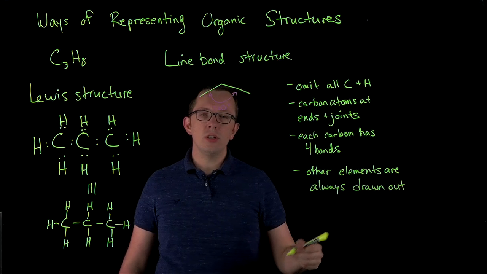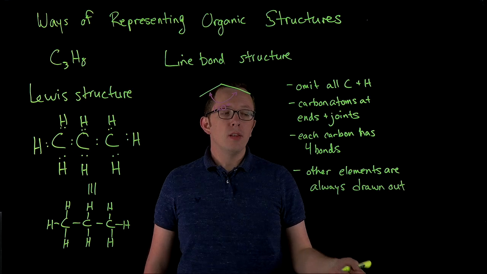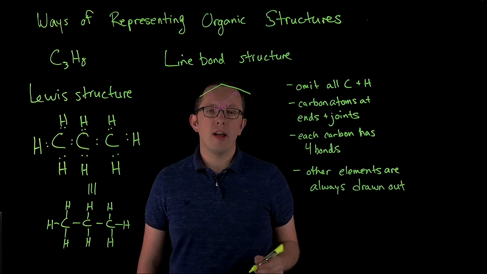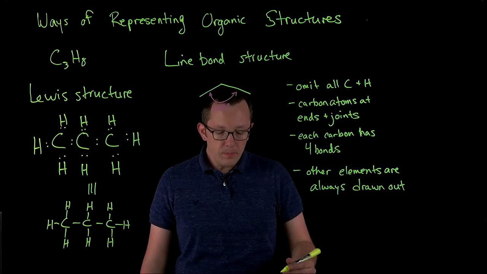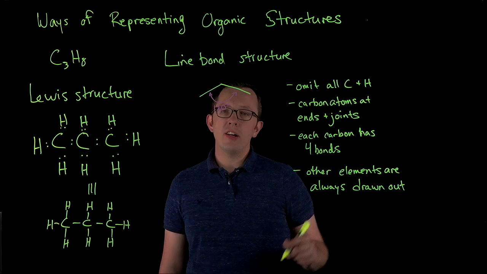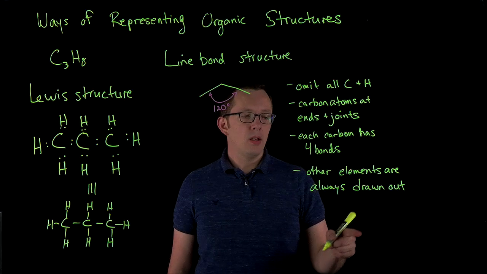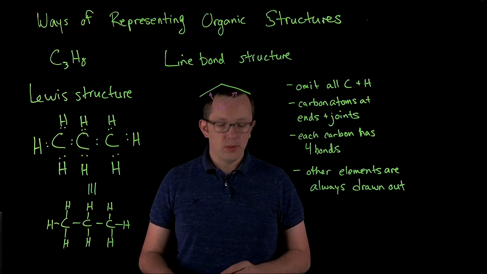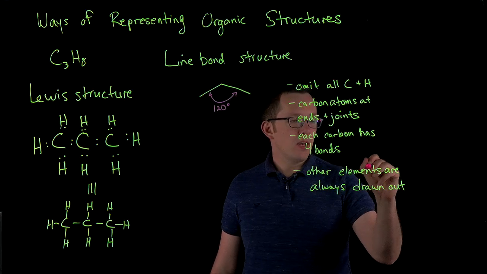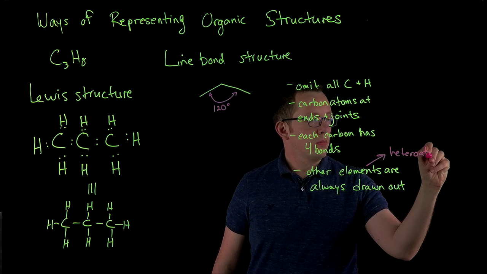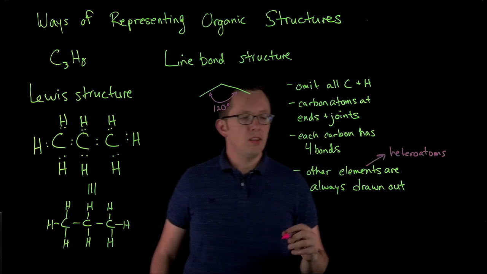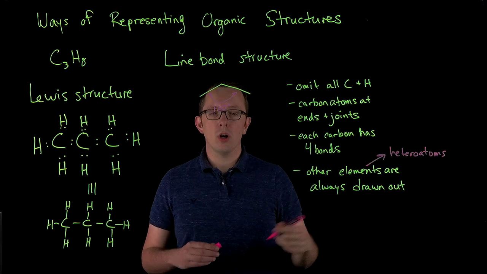So if you have an oxygen, a sulfur, or a nitrogen, these are always drawn out in your line bond structure. There's no way to imply that those are there. And these other elements, other than hydrogen and carbon, we call heteroatoms. So anything other than carbon or hydrogen, we're calling heteroatoms.